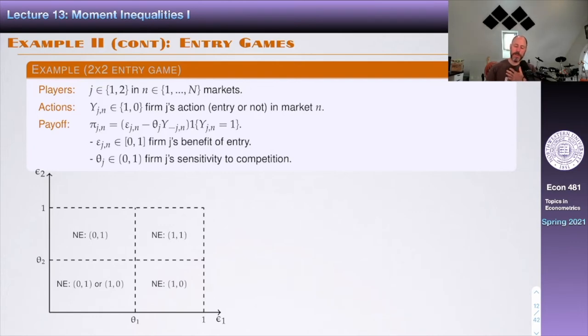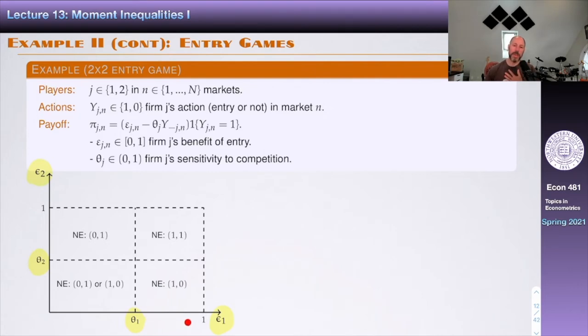So plotted here, we have epsilon 1 and epsilon 2, the shocks of firm 1 and firm 2, in a given market, and then you have theta 1 and theta 2, which I place here and here. And so the idea now is to see when we are going to have equilibrium here. And notice the following. If epsilon 1 is above theta 1 and epsilon 2 is above theta 2, then the only equilibrium is that both firms enter. I mean, epsilon is high enough for both firms that they don't care if the other firm enters or not. So they decide to enter. Well, both enter. That's an equilibrium.